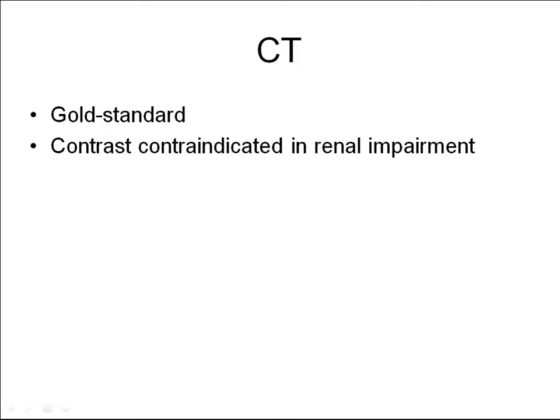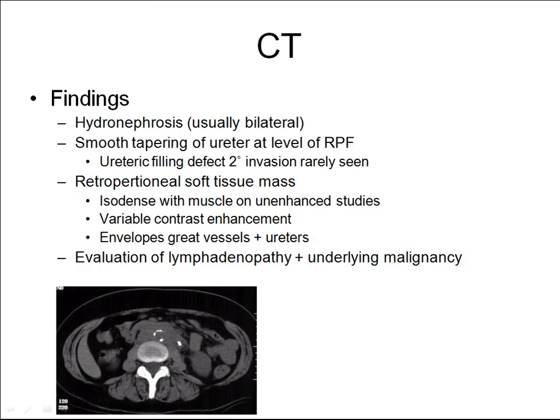CT. So CT is often considered the gold standard in retroperitoneal fibrosis. It's important to note that contrast is contraindicated in renal impairment. However, there are some typical features on non-contrast CT. So the findings include hydronephrosis, which is usually bilateral, although it can be unilateral, smooth tapering of the ureter at the level of the fibrosis, and you very rarely see a ureteric filling defect on an IVP related to invasion of the ureter.